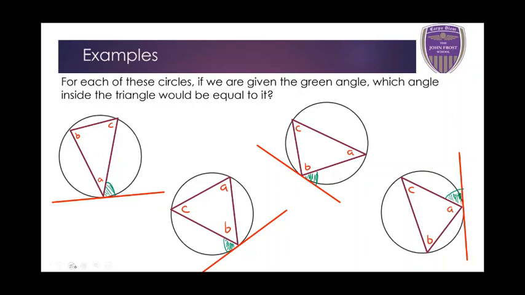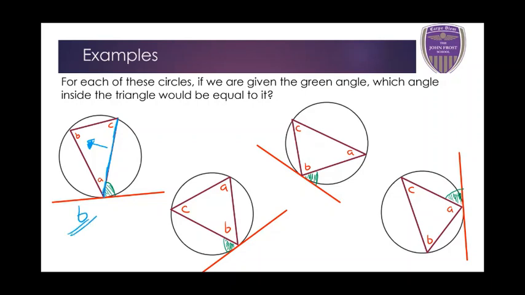So for example, if I do the first one for you, we've got our tangent line in red, and the green angle is between the tangent and this side here. So that's our chord. Which angle, A, B, or C, is going to be equal to the green angle? Well, in this case, it's going to be B, because angle B is the angle opposite our chord, okay? So the first one is B.